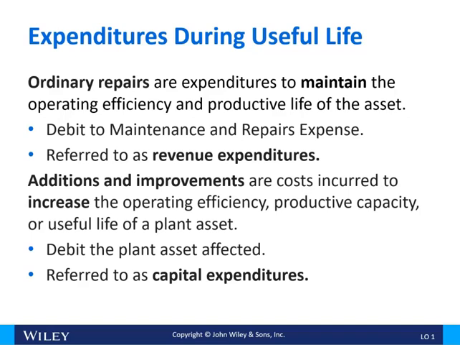Any additions and improvements that are incurred to increase the operating efficiency, productive capacity, or useful life of a plant asset, that is a debit to the plant asset affected, and it's referred to as capital expenditures. So if I had a machine that could make 100,000 parts a day, and some new technology comes out and I can add it to my machine and make 120,000 pieces a day, and I do that, I'm increasing the productive capacity of that asset, so I can capitalize that, debit the plant asset, and not expense it as a repair.